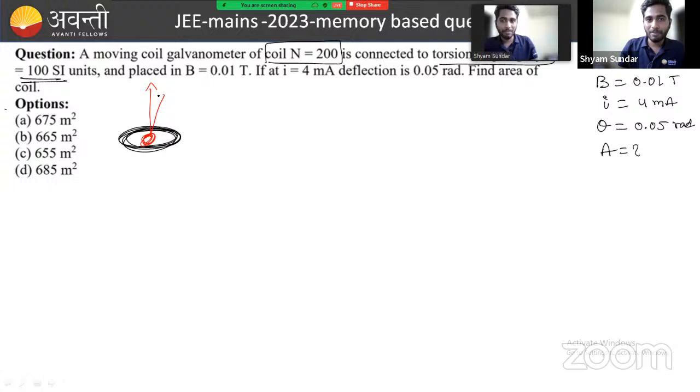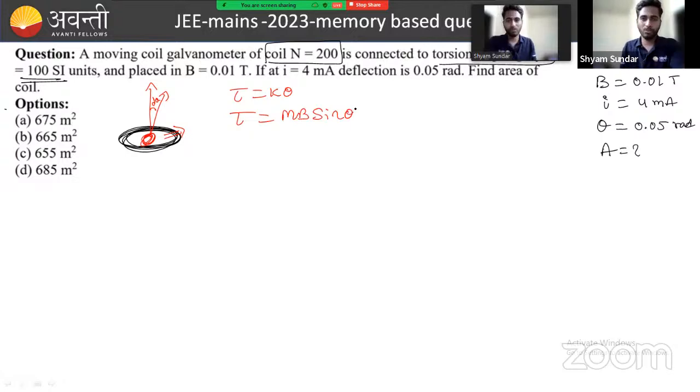Okay, this needle will be deflected up to this much, d theta, or theta, whatever it might be. On this needle a torque will act. The torque value is k theta, right? And due to the magnetic field there is also a torque, which is equal to mB sin theta.